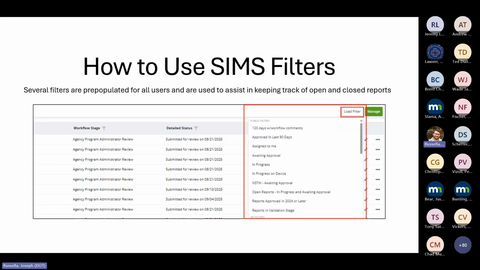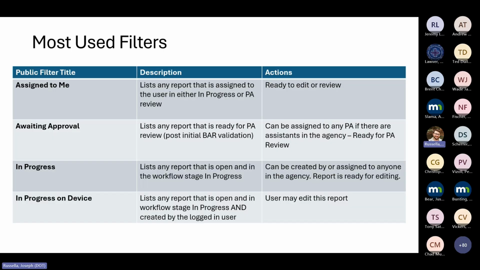So moving on to using SIMS filters. This is a helpful tool for people keeping track of reports that are assigned to them, or just reports that are open with all your inspectors in your agency. So there are several, we call them public filters, that are pre-populated for every user that has a SIMS account. There are several listed here that I think are the most used. I just wanted to briefly go over what they do.